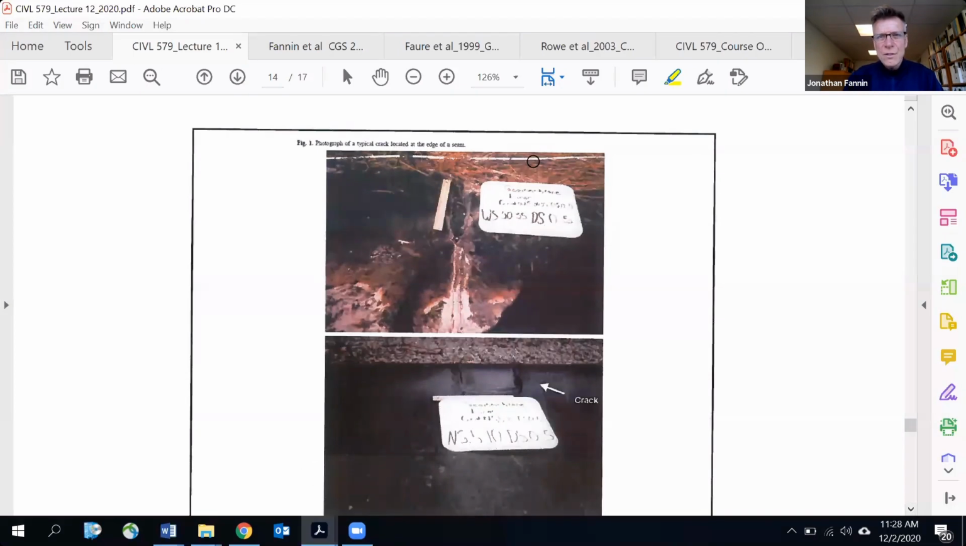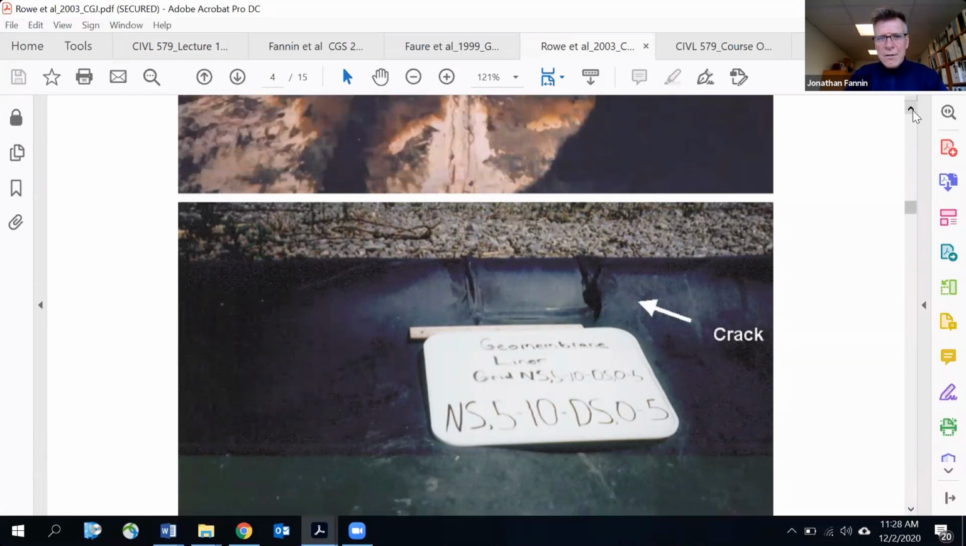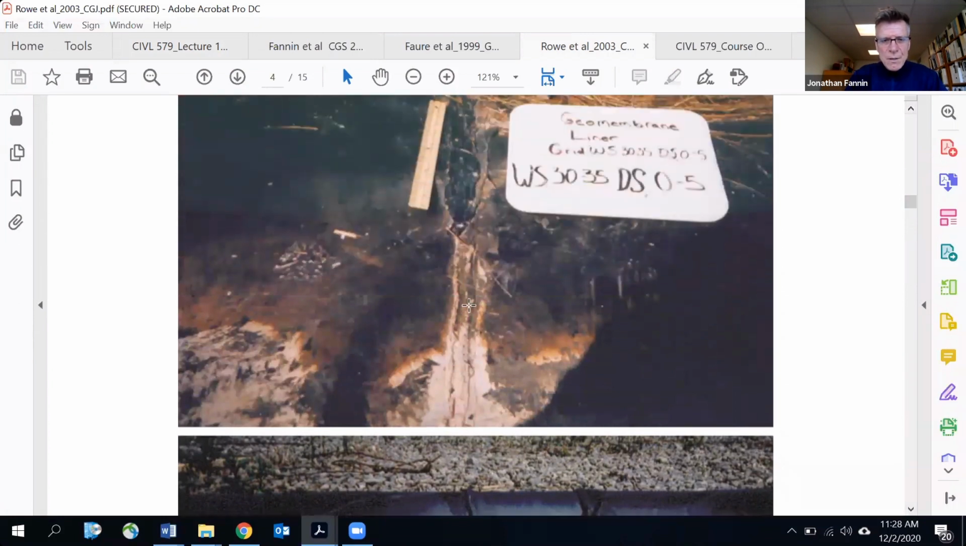I put this in, but let's go to the original because it's a little bit more evident in the original. They talk about holes, they talk about cracks, and they talk about patches. Holes, cracks, and patches. So here's evidence of cracking. Here's a seam, looks like a fillet seam, and it has cracked here.